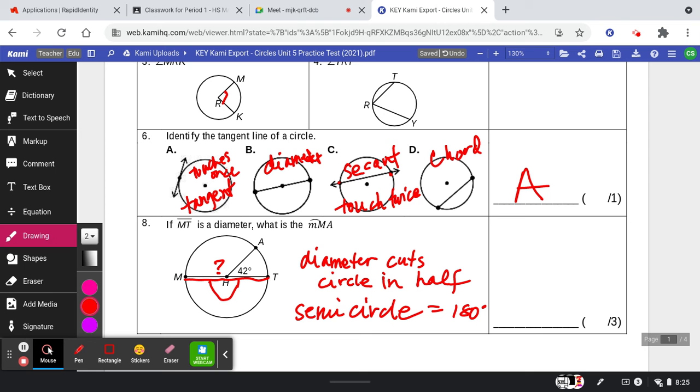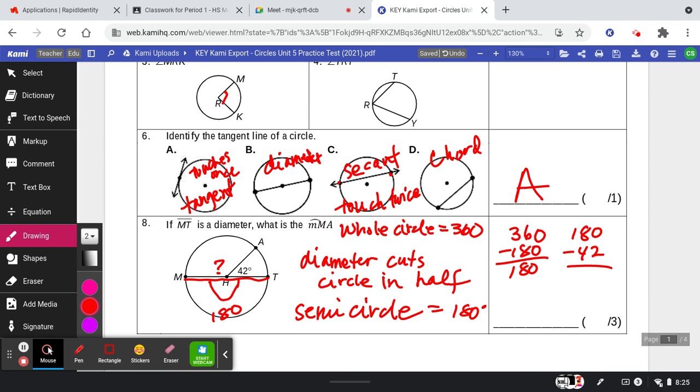So diameter equals 180. So if this part is 180 and this part is 42, we can now say, hey, the whole circle equals 360. So what is the work I do for this one? I do 360 minus 180 is 180. And then I do 180 minus the 42. Go ahead and do that, please. 180 minus the 42. And that's going to give us our missing part because this part is half of my circle.